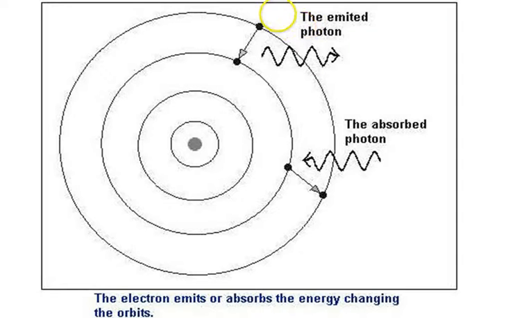The specific amount of energy that gets combined in all these photons is what gives us the color of light that we see. So the electron emits or absorbs the energy, changing the orbits. And again, this happens briefly, gives off that light, returns to its normal state. And again, we see that energy release as the colors coming off of the flame.